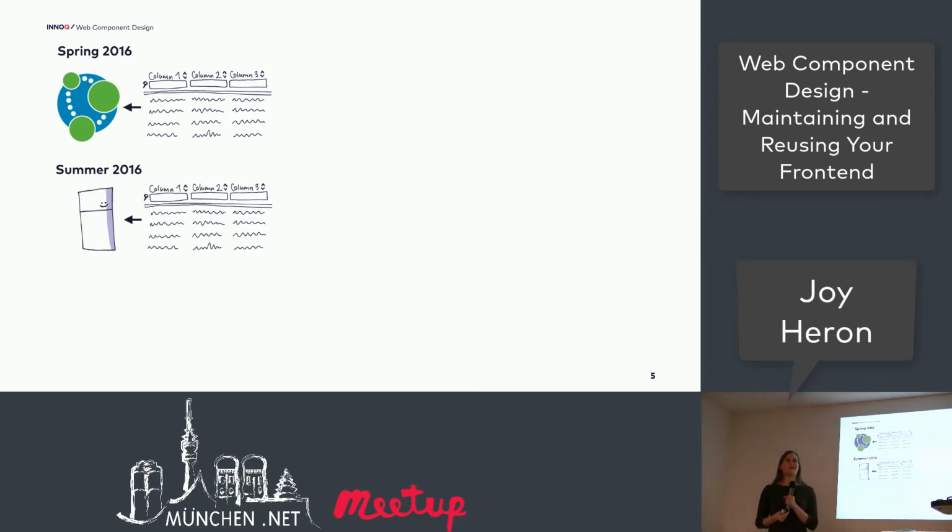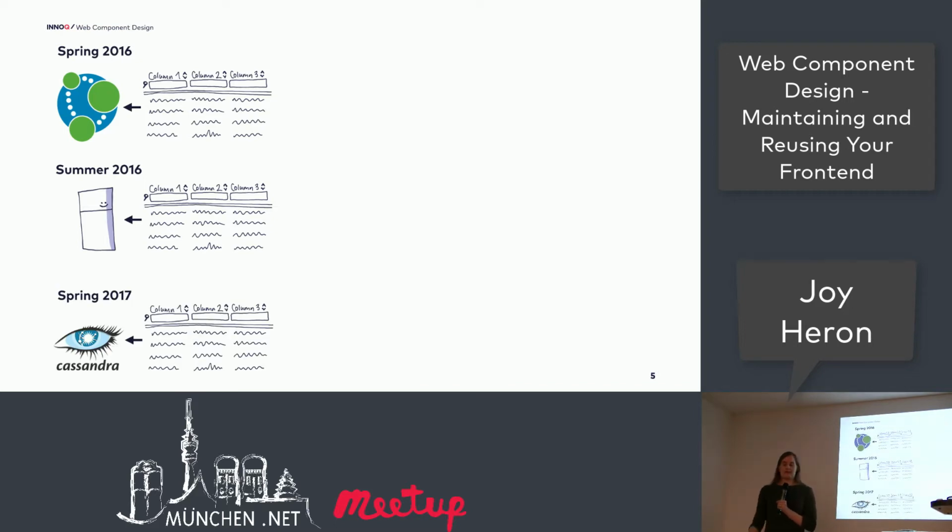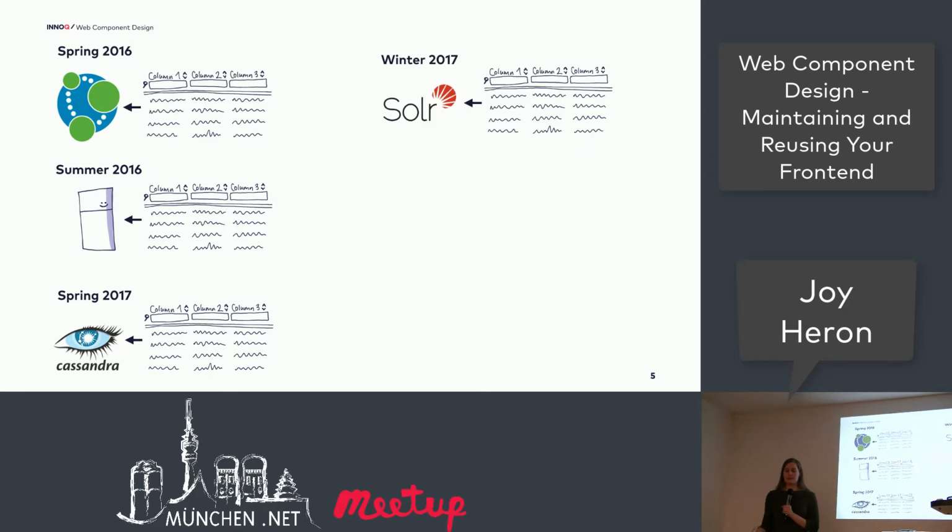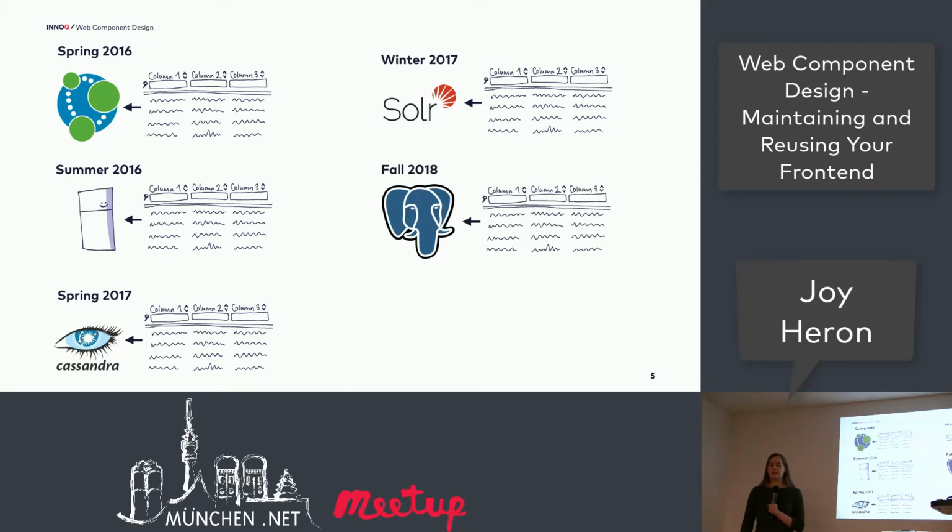And lo and behold, in the summer of 2016, just 6 months later, I came to a completely different business context. But I had exactly the same requirements. Show data as a table, and make this data sortable, make this data filterable. And spring of 2017 is the same thing. Different technologies maybe on the back end, different business contexts, completely different things, but it all looked the same.